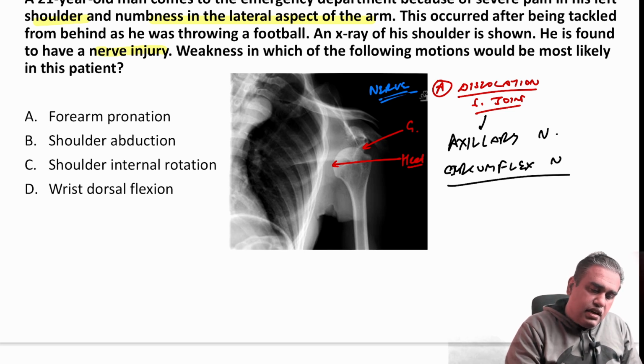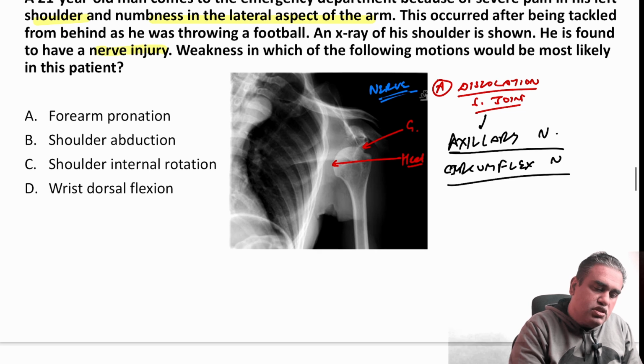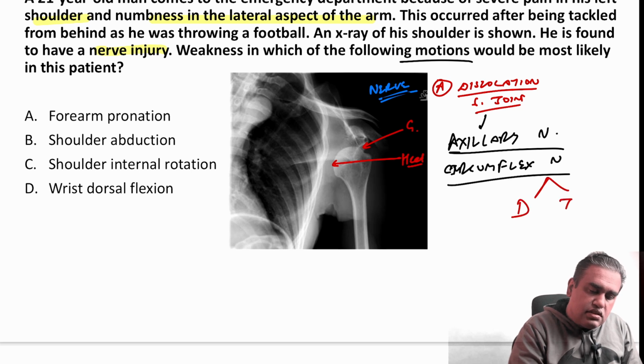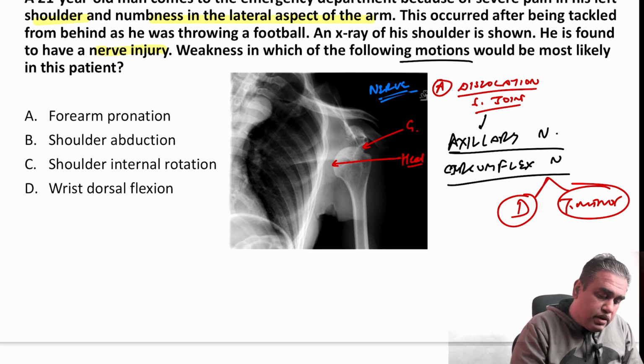So if the axillary nerve is damaged, है ना, then weakness in which of the following motion? So axillary nerve mainly supplies which muscles? Only two muscles. कौन सी हैं वो दो muscles? One is deltoid, one is teres minor. ठीक है, deltoid and teres minor. So what is the main action of deltoid muscle? तो deltoid muscle का main action क्या है?